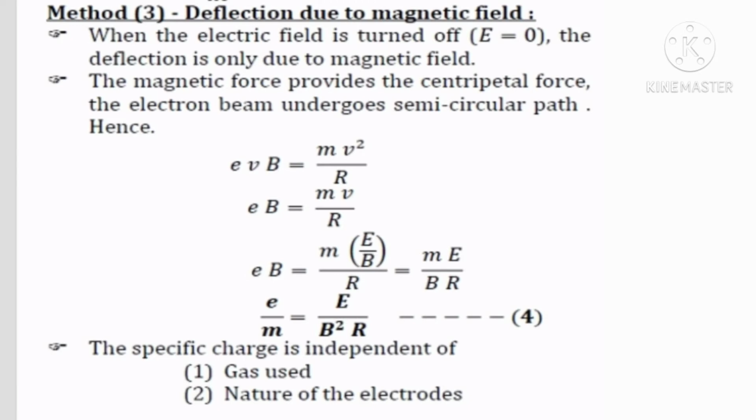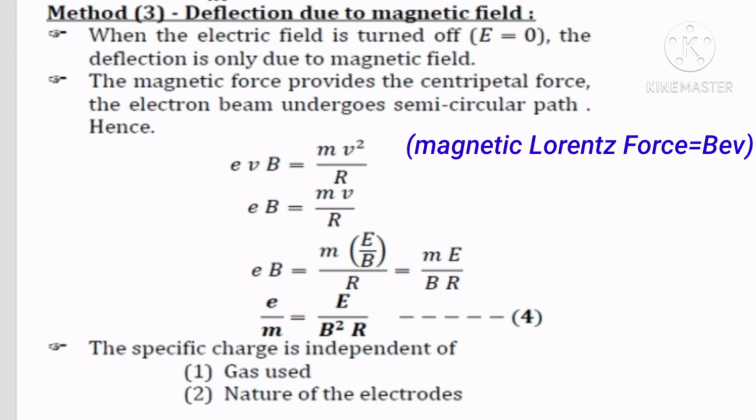Method 3. Deflection due to the magnetic field. When the electric field is turned off such that E is equal to 0, the deflection is only due to the magnetic field. In that case, the magnetic force provides the centripetal force. The electron beam undergoes a semicircular path. We have studied that when a charge undergoes a semicircular path, it will experience a force. That force is known as the magnetic Lorentz force.